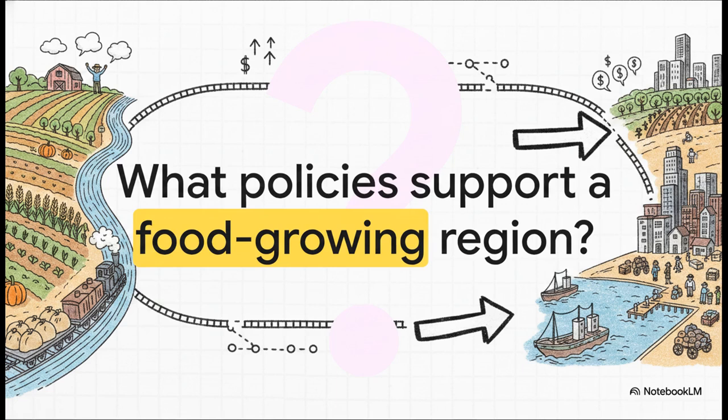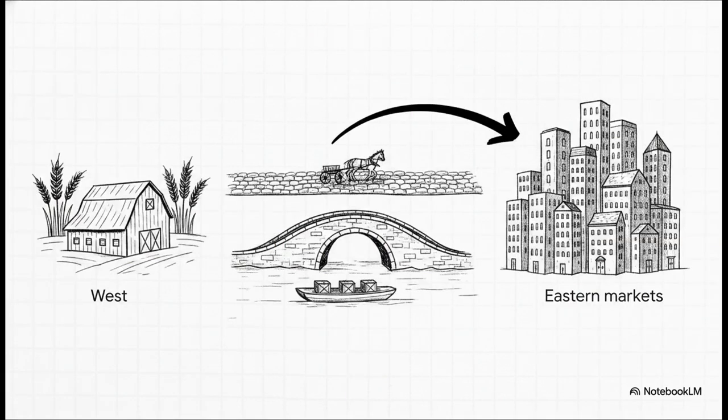If you were a farmer on the western frontier growing mountains of food, what national policies might you support? Think about it. How do you get all those heavy crops to buyers sitting hundreds of miles away in eastern cities? You need infrastructure. Because they required shipping goods to distant markets, the West strongly supported internal improvements. They demanded heavy government spending for things like new roads, bridges, and massive canal systems like the Erie Canal to connect their isolated farms right to those hungry eastern markets.